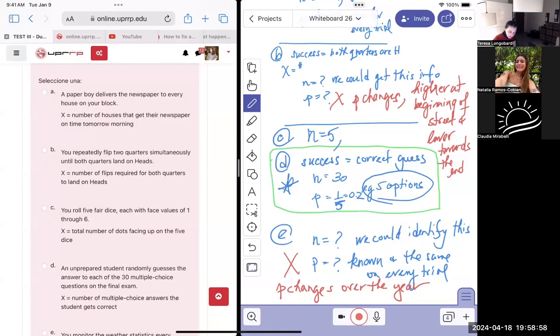This is counting the total number of dots facing up. It's not counting the number of successes of certain number of dots. So the success should be what we're looking for. Each roll, we should be looking for something, not the total rolls. So this is the problem here. So we're going to just say success is poorly defined.